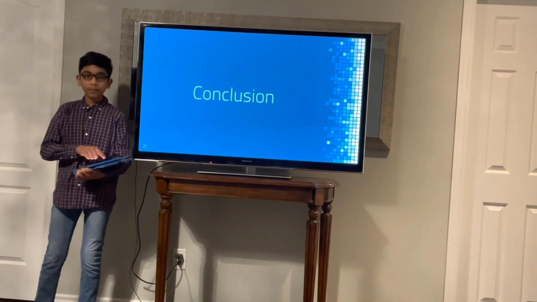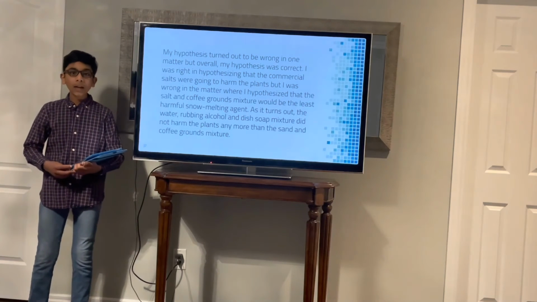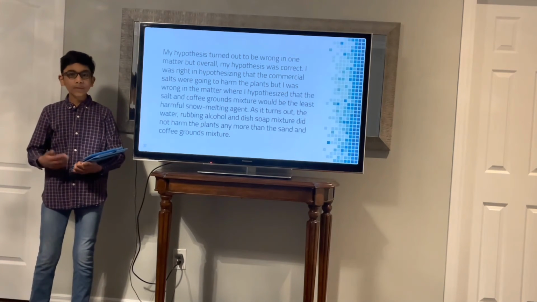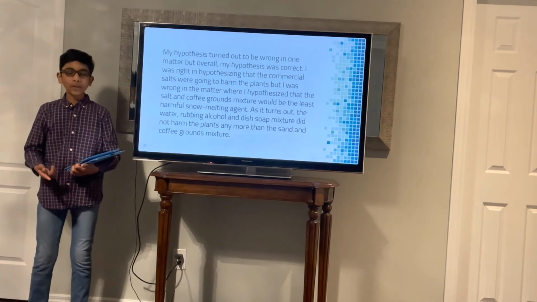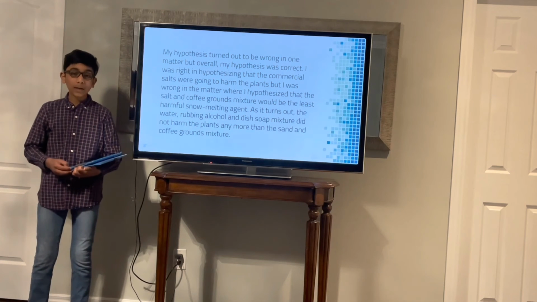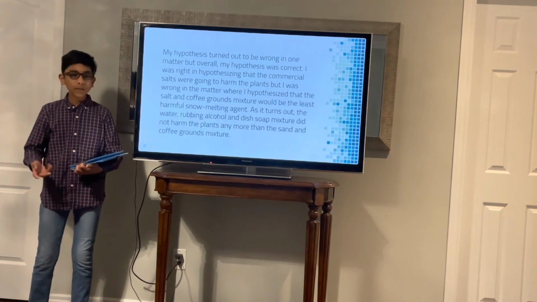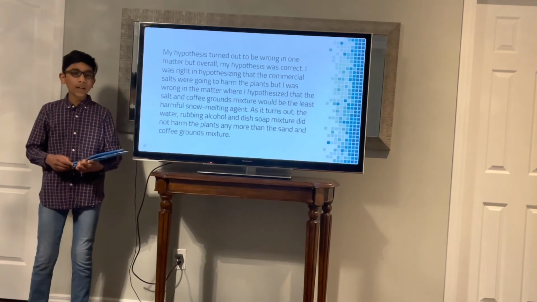The conclusion. Why don't we start with the hypothesis review? My hypothesis was right in one place and wrong in another. I was right in hypothesizing that the salts would have the most harmful environmental impact. The plants became less healthy, discolored, shorter, and less vibrant.